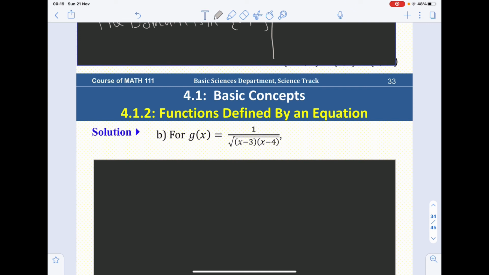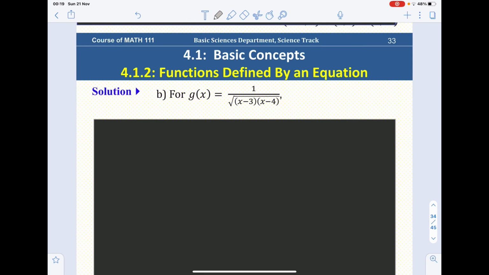For B, g of x equals 1 over the square root of x minus 3 times x minus 4. So here we have two things. The first thing is the radical, and we said for the radical, the value under the radical should be more than or equal to 0. But since the radical is in the denominator, we want the value under the root, which is x minus 3 times x minus 4, to be only more than 0. So we will not put the equal sign because the value is in the denominator. Only more than 0.